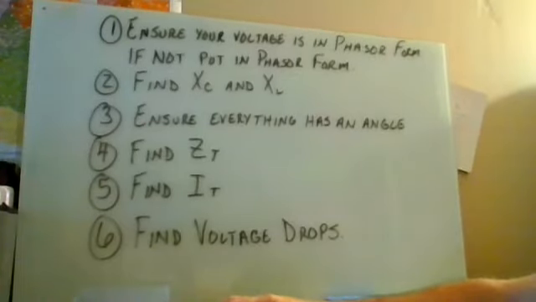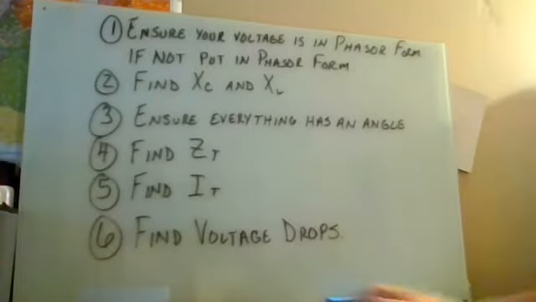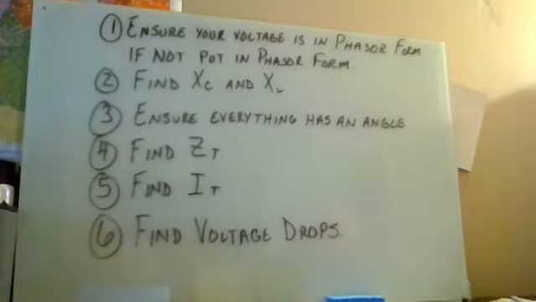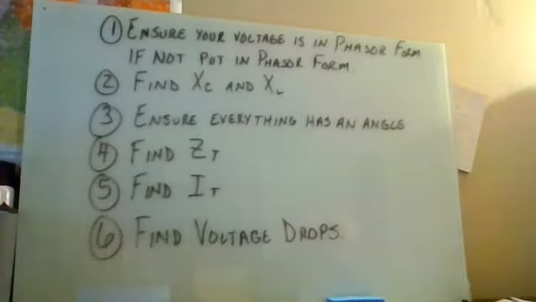So what I did is I put up a couple rules for you guys when you're doing AC series circuits. If you follow these rules, then you will not have any problem. Rule number one is you want to ensure that your voltage is in phasor form. If not, put it in phasor form. So if I give it to you in sinusoidal, you have to convert it to phasor because it must be in phasor form in order to solve the circuit.